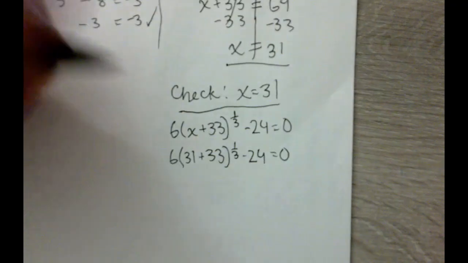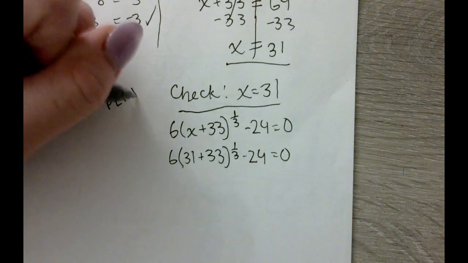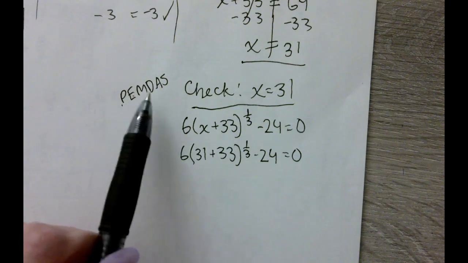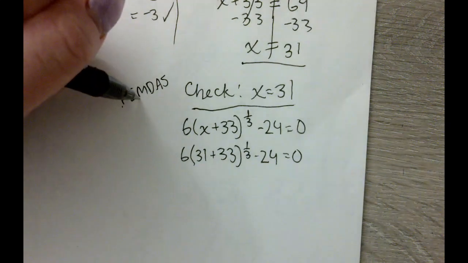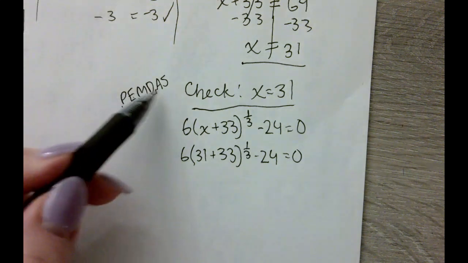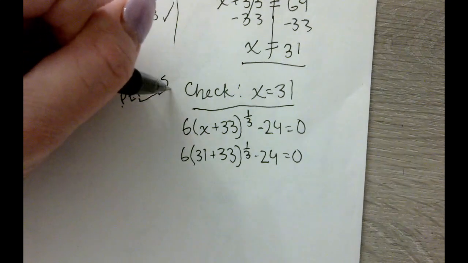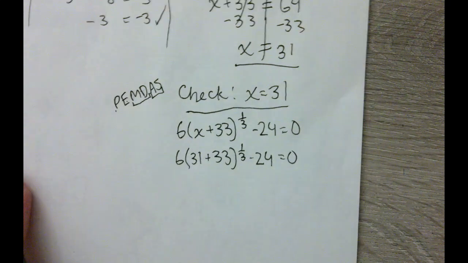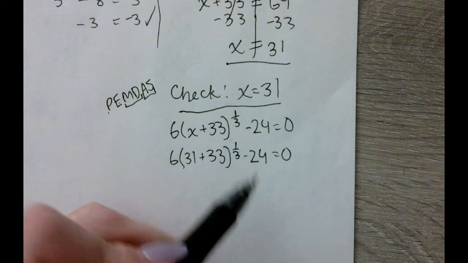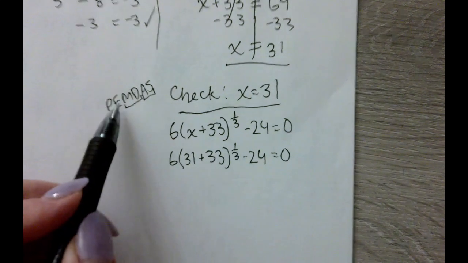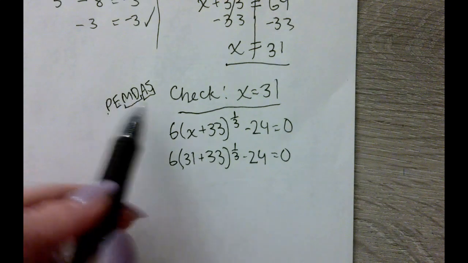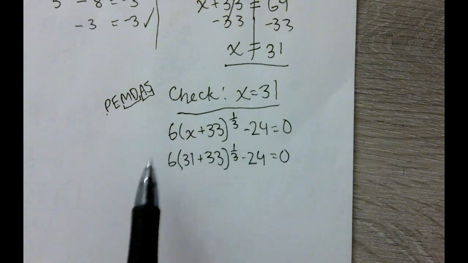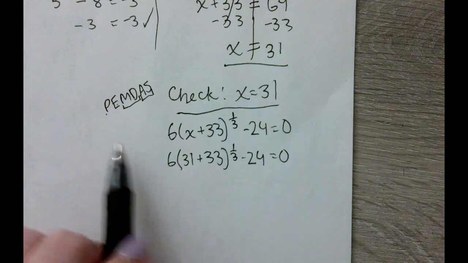Remember your order of operations. PEMDAS: Please Excuse My Dear Aunt Sally. Parentheses, exponents. And I've never really taken the time to clarify: you multiply or divide left to right, and add or subtract left to right, whichever one comes first. Just want to clarify that small detail. So parentheses, exponents, multiply or divide, whichever comes first, and then add or subtract.